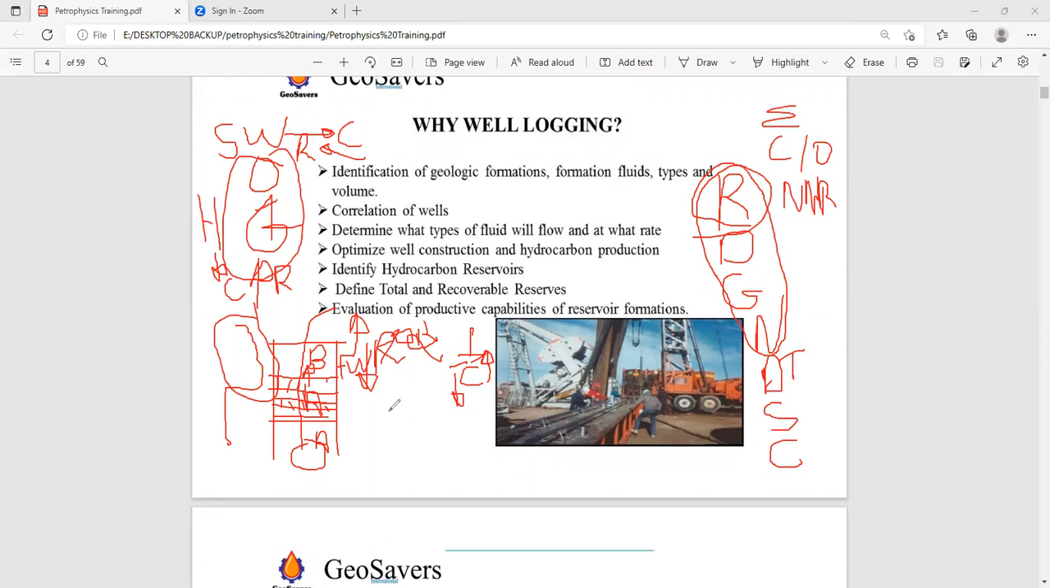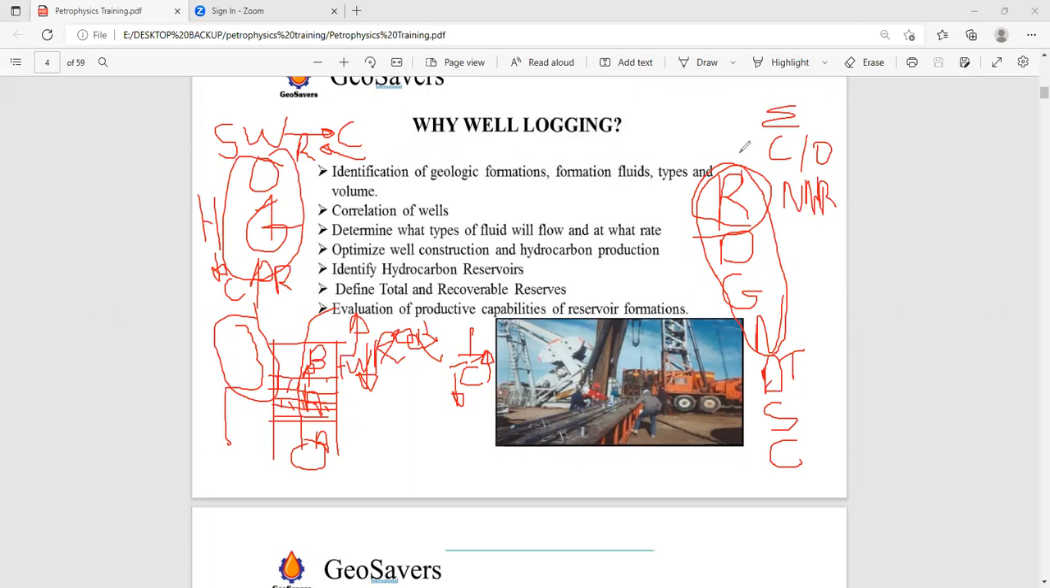Because I'm using the word reservoir and sandstone differently. Sandstone is just the lithology. But if the lithology contains a sufficient amount of hydrocarbon, we can now call it a reservoir. That's why I'm using the word reservoir and I'm also using the word sandstone, so that you don't get confused.